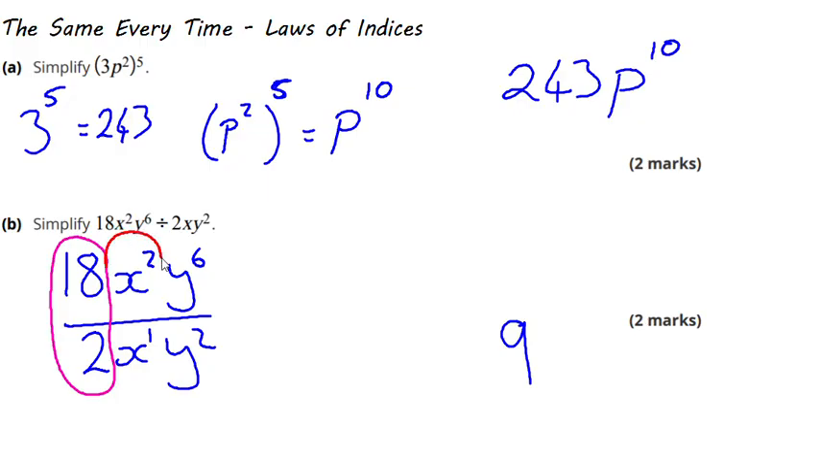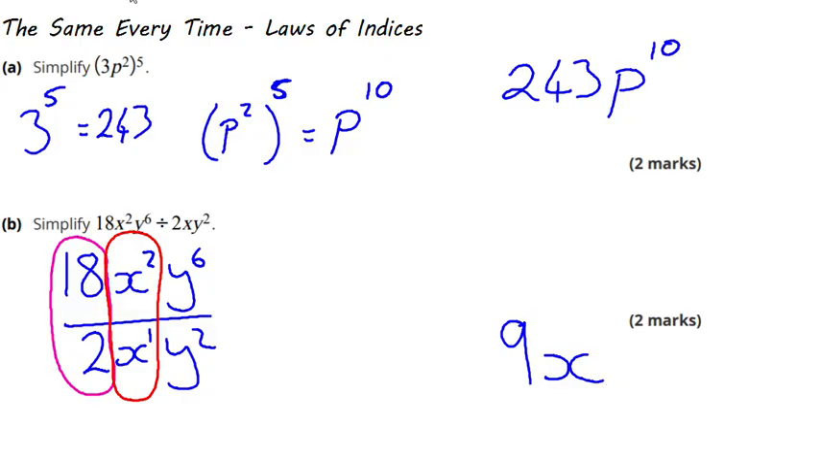So the second part of my answer with the x's, x to the power 2 divided by x to the power 1. Remember, when we are dividing, we subtract the powers. So x to the power 2 minus 1. 2 minus 1 is 1. So x to the power 1. I won't write the 1.